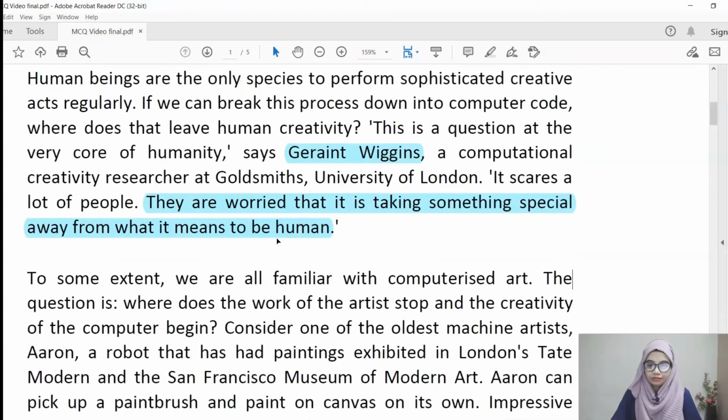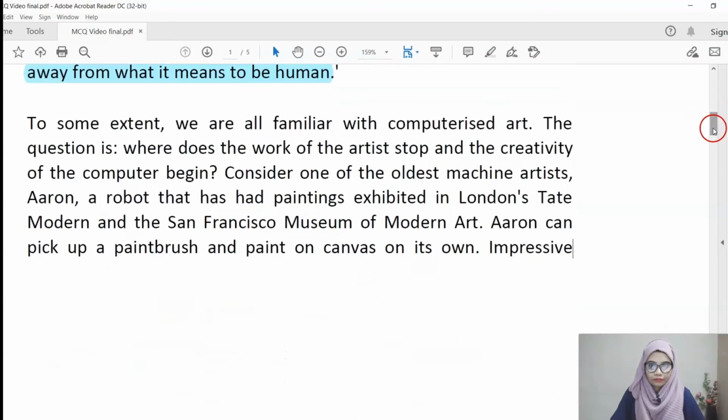Aaron and painting Fool, funny names. Okay. To some extent, we are all familiar with computerized art. The question is, where does the work of the artist stop and the creativity of the computer begin? Consider one of the oldest machine artists, Aaron. Okay, so we found him. A robot that has had paintings exhibited in London State Modern and the San Francisco Museum of Modern Art. Aaron can pick up a paintbrush and paint on canvas on its own.